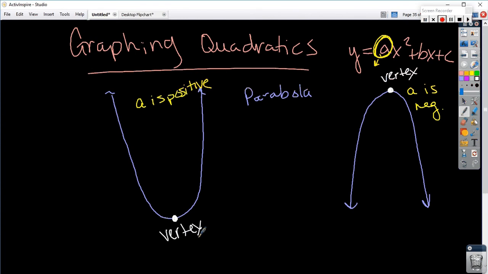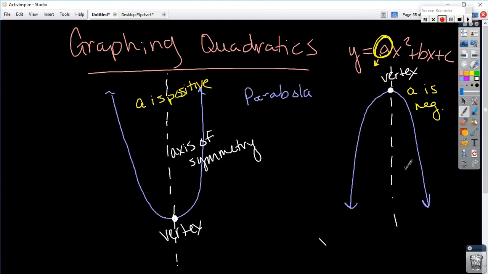And because it's symmetric, if you drew a line straight through the vertex, it's like holding a mirror up because it's exactly the same on either side. It's a dashed line. That dashed line through the vertex is called the axis of symmetry because it cuts your parabola in half.